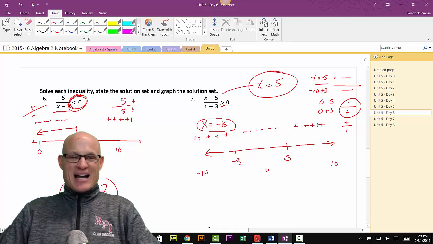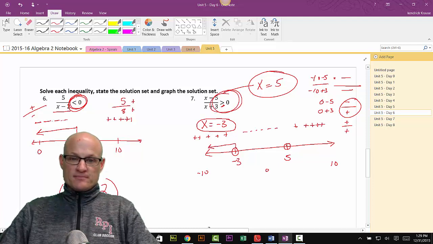Okay, so first of all, I'm going to put open circles here because I'm going to decide whether or not I fill them in a minute. Normally with the equal to, I'm going to fill them in. But I want greater than 0. Greater than 0 means we're pointing off into either direction.